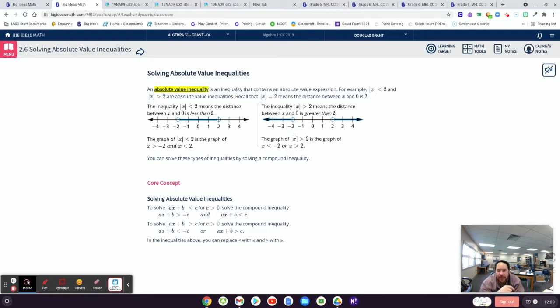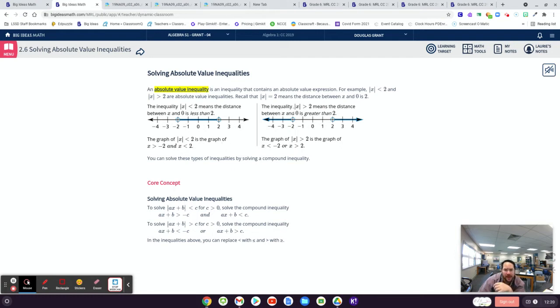And recall, absolute value is the distance from 0 on a number line. It's always a positive number. So here, if you have the inequality absolute value of x is less than 2, it means the distance between 0 and that point has to be less than 2. So you can graph that right here. That's what this graph looks like for this inequality.